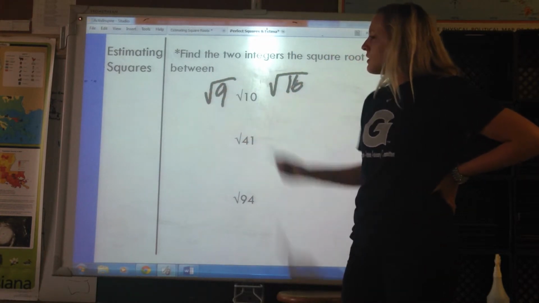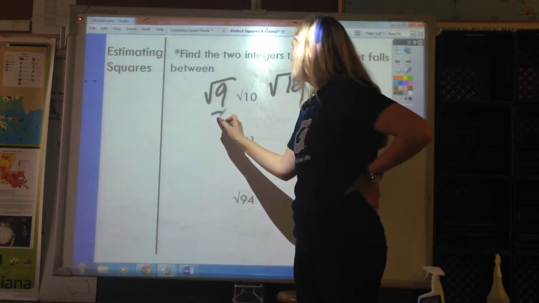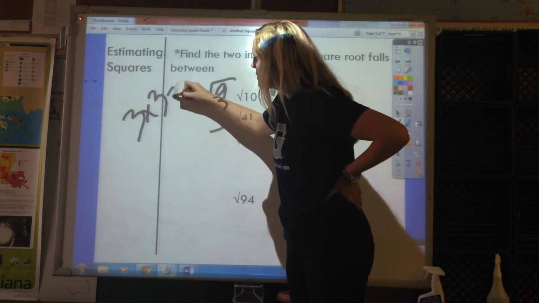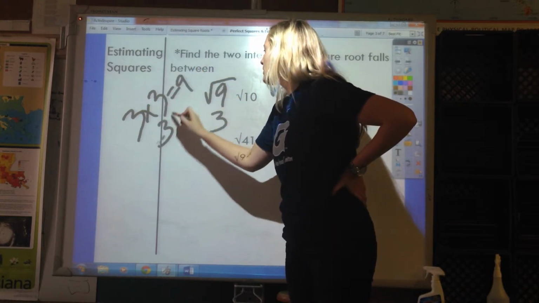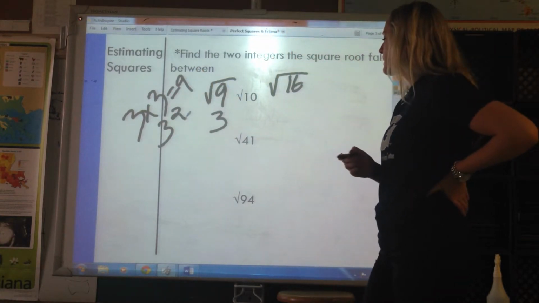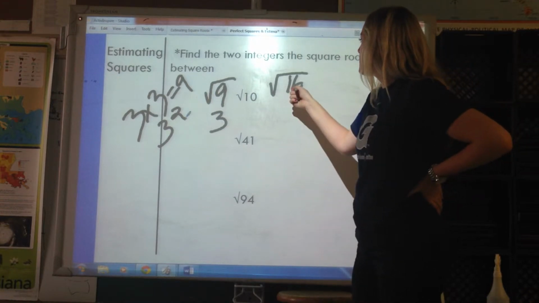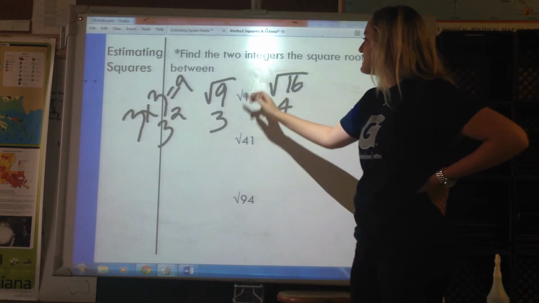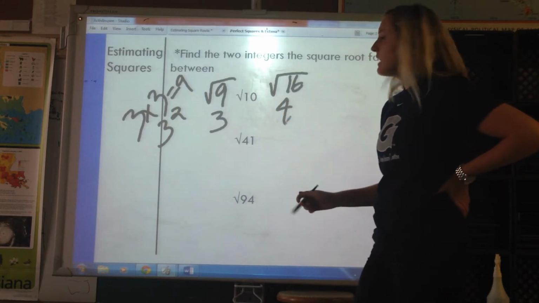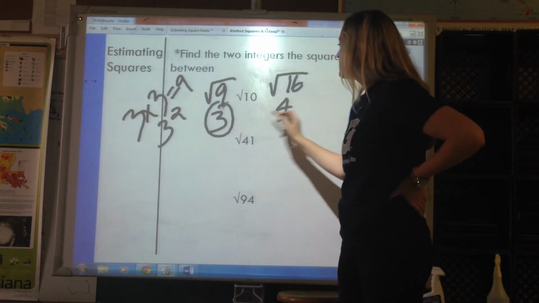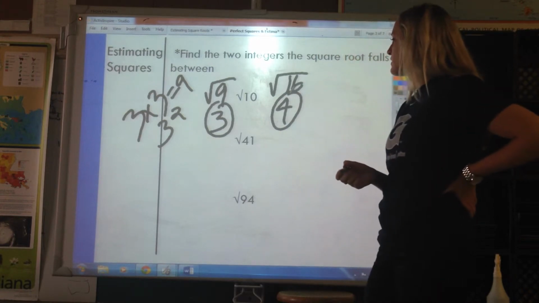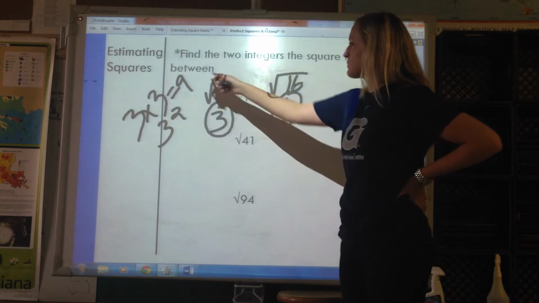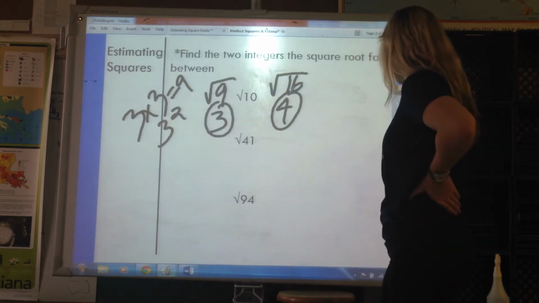And I know that the square root of 9 is 3, because 3 times 3 equals 9, or 3 squared. My pen is your pen. And I know that the square root of 16 is 4. So the square root of 10, whatever this number is, is going to fall between 3 and 4 every single time. So I've just solved my problem. I found the two integers that the square root falls between. Let's do another one.